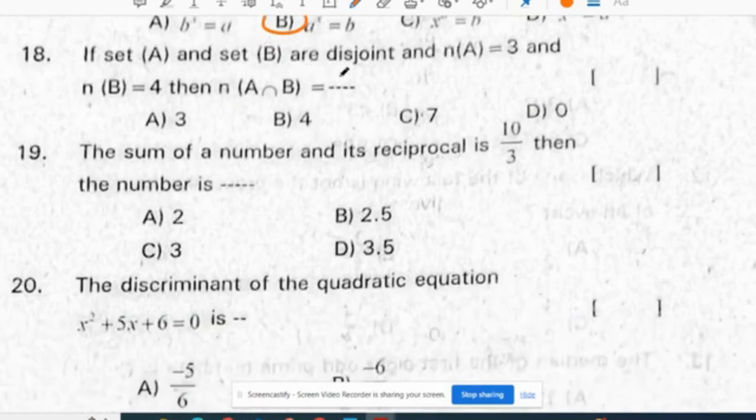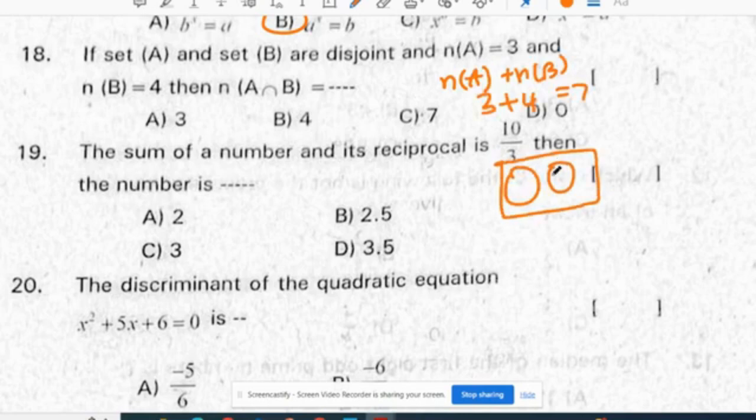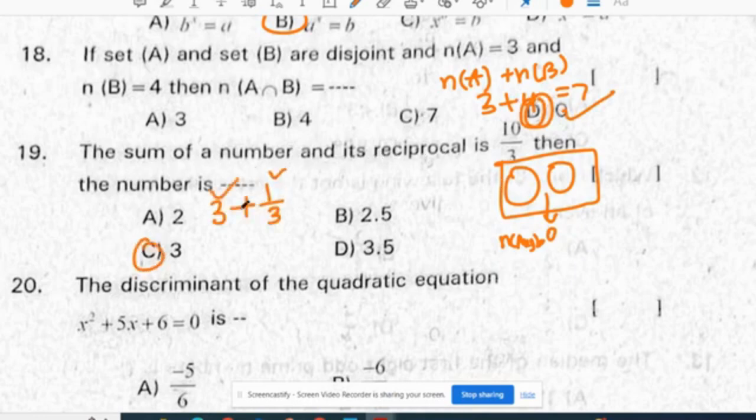If set A and set B are disjoint sets, n of A intersection B is. Disjoint means no joint, there is no intersection part, so it is zero. n of A intersection B value will become 0 in a disjoint set. Correct option is D. The sum of a number and its reciprocal is 10 by 3. Then the number is 3, whose reciprocal is 1 by 3. We have to check whether the sum is equal to 10 by 3. So 3 3s are 9, 9 plus 1 is 10, which is 10 by 3. So correct option is C.